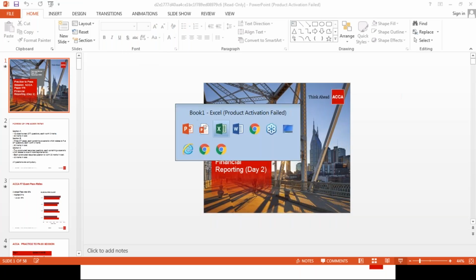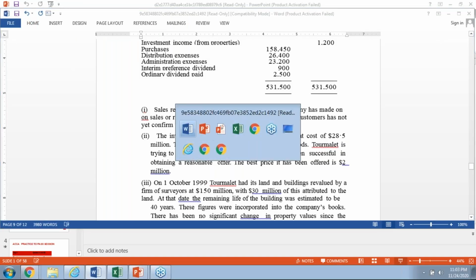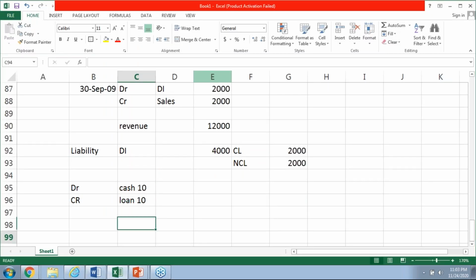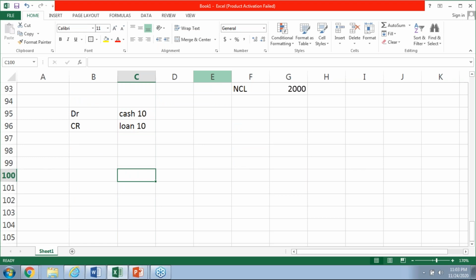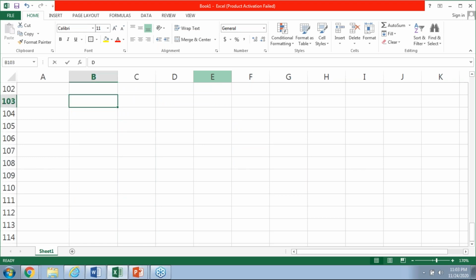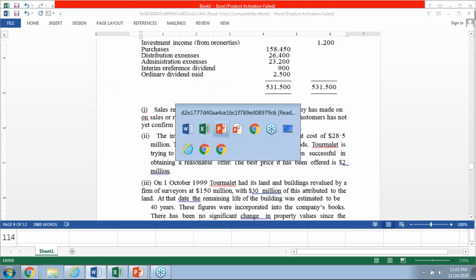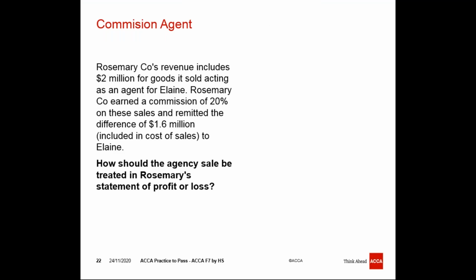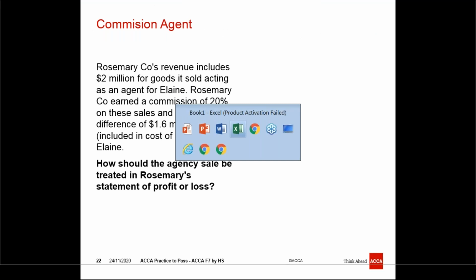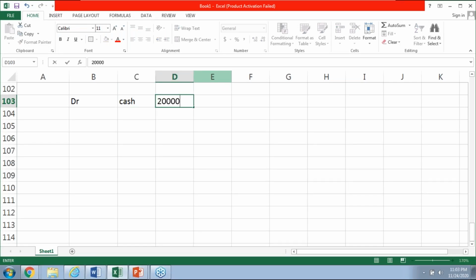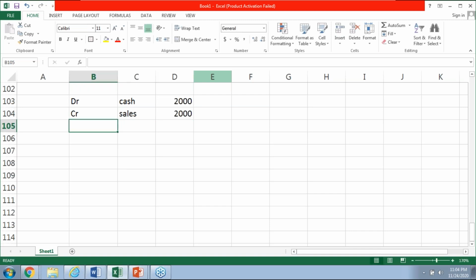So what Rosemary has done, actually, is they made two accounting entries. The first one is they have debited the cash, of 2 million, and credited the sales at 2000, which is not your sales actually. You are only entitled to receive a commission.